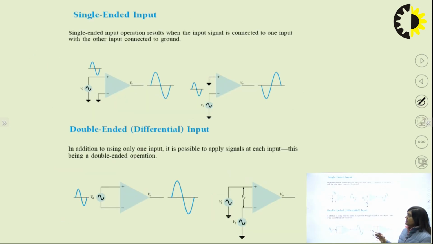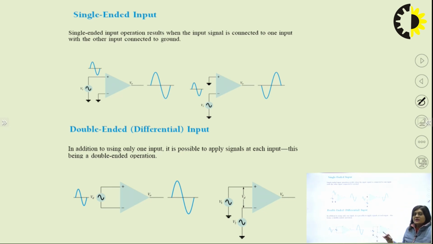And here is how we can connect the op-amp with the input, like in single-ended input. Single-ended input operation results when the input is connected to one input while the other input is connected to ground. So in this case we can connect the op-amp in inverting mode configuration or non-inverting mode configuration that we have discussed in the last slide.